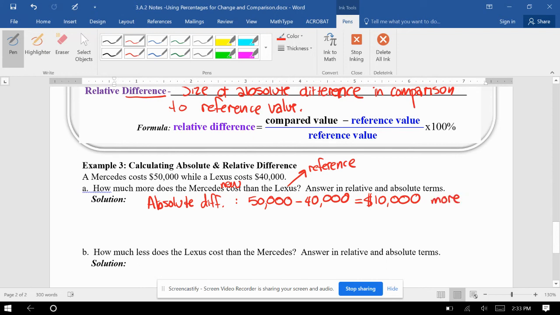Let's bring you guys back to Algebra 2. Sorry about that. Okay, so it makes sense. You could see that, just looking at the original problem. Clearly, the Mercedes costs $10,000 more. Now let's do the relative difference. Okay, well, that's going to be the same number here. So new minus the reference value, but it's going to be over the reference value, just like on the front.